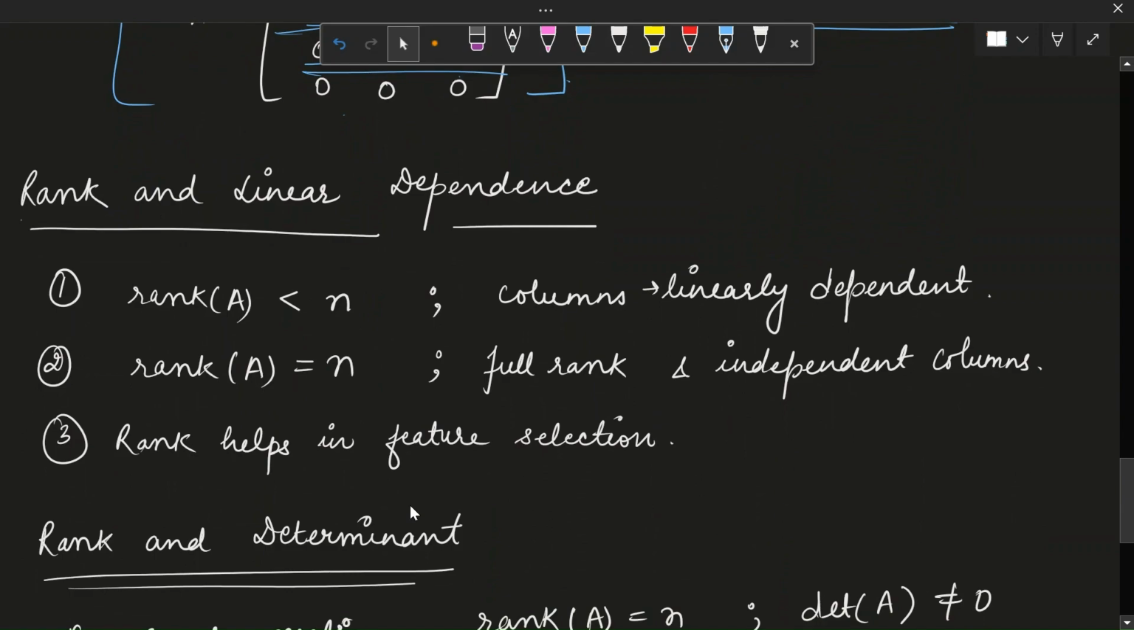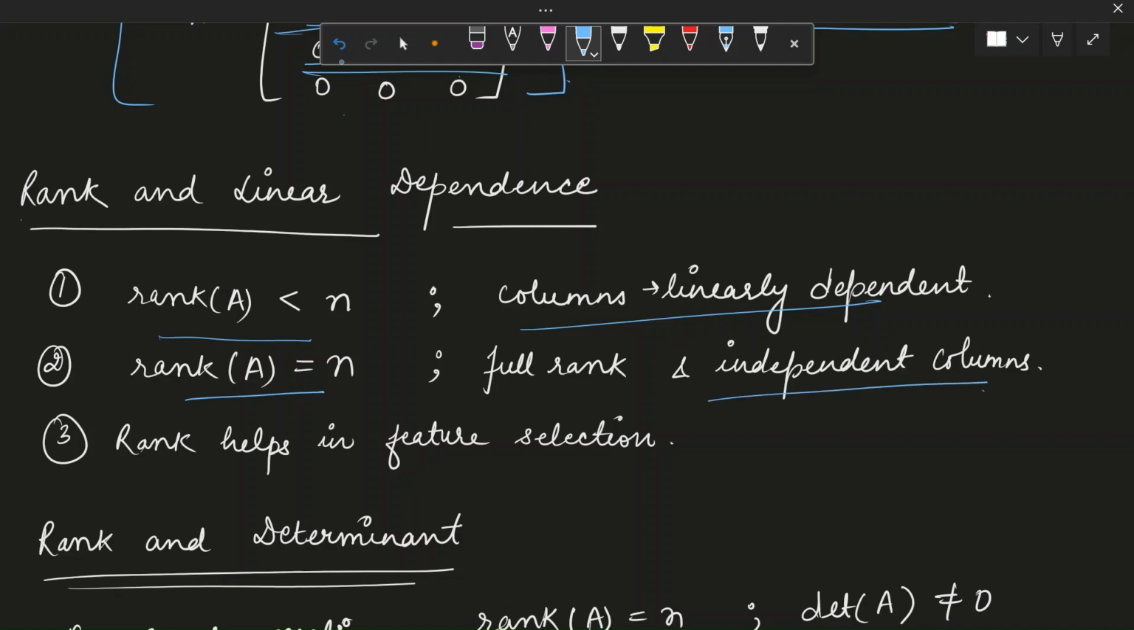Now let us talk about rank and linear dependence. If the rank of an n cross n matrix is less than n, its rows or columns are linearly dependent. If the rank of a matrix is equal to n, the matrix is full rank and has independent columns. Rank helps in feature selection in machine learning, that is, highly correlated features lead to rank deficiency.